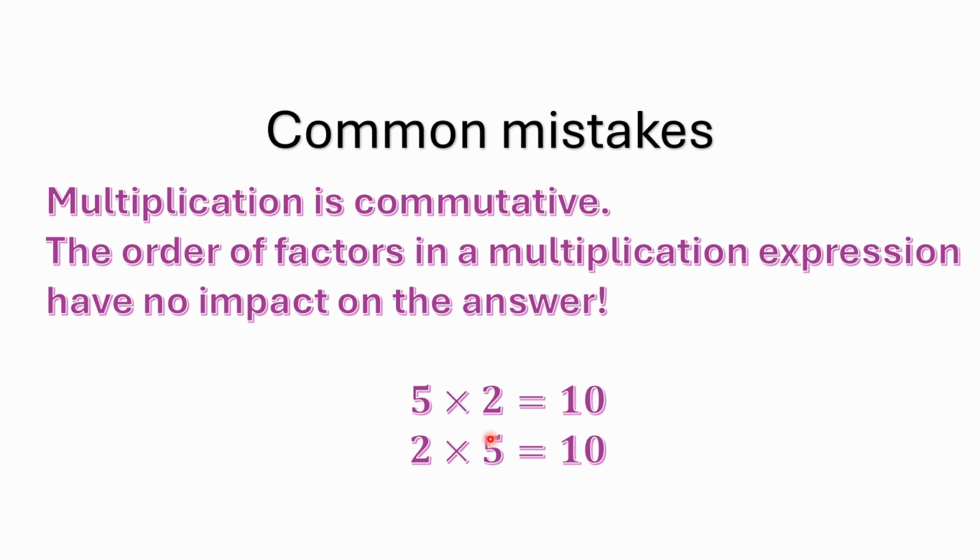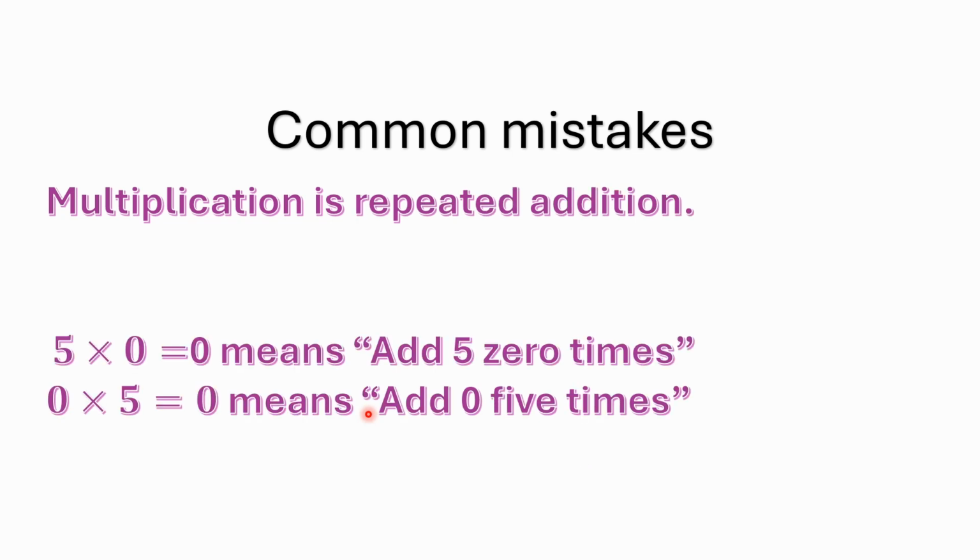What do I mean by commutative? It means that the order of the factors in a multiplication expression has no impact on the answer. In other words, I can flip the order. Here's a good example: 5 times 2 is 10, and 2 times 5 is also 10. And so, again, 5 times 0 is 0, and 0 times 5 is 0. Multiplication is commutative. It doesn't matter which order I multiply. 5 times 0 is the same as 0 times 5. They're both 0. I know that confuses a lot of people, and it doesn't seem intuitive to them.